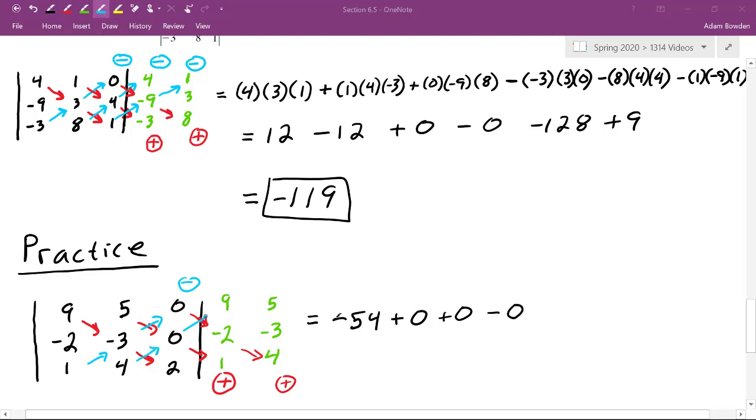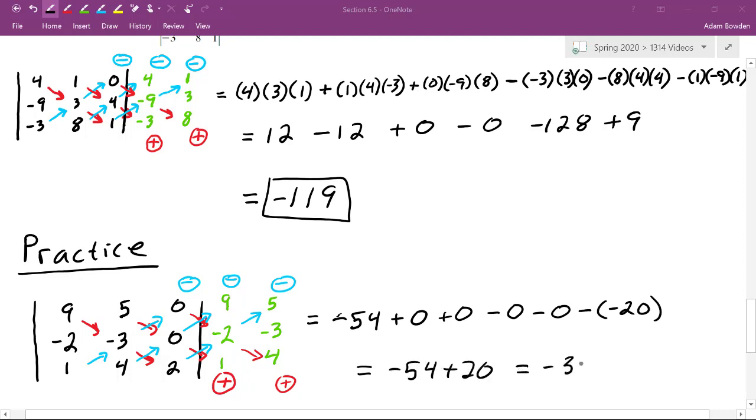Multiply up diagonally, next one over, subtract the number, but we see 4 times 0 times 9, that's still just a 0. And then the last one is 2 times negative 2 times 5, subtracted. 2 times negative 2 times 5 is negative 20, so we do a minus negative 20. So together, that's going to equal negative 54 plus 20, or negative 34.